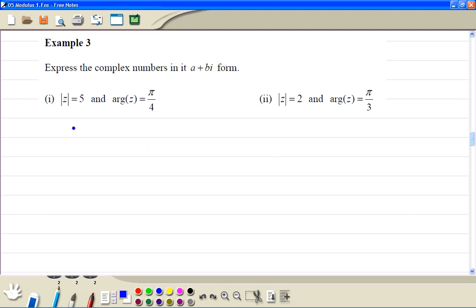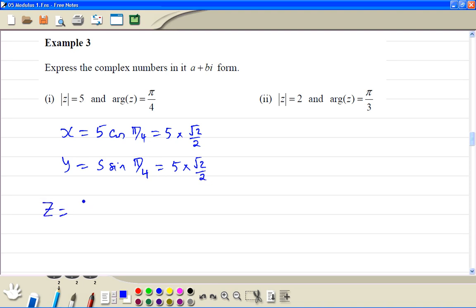Now let's do it the other way around, to find x. It's the modulus 5 times the cosine of the angle pi over 4. So we get 5 times root 2 over 2. For y, 5 times sine of this angle pi over 4, and we get the same. So therefore the complex number z is equal to 5 root 2 over 2 plus 5 root 2 over 2 i.